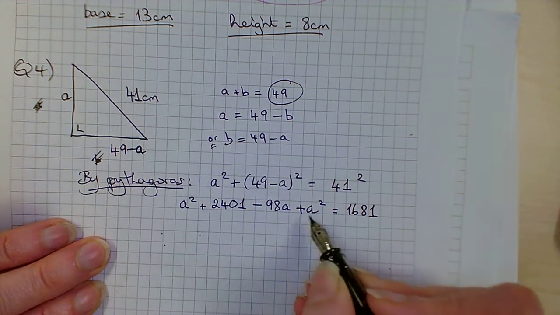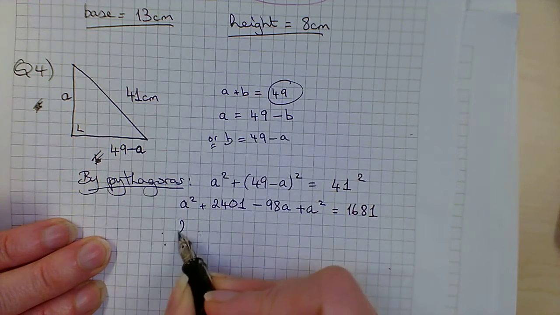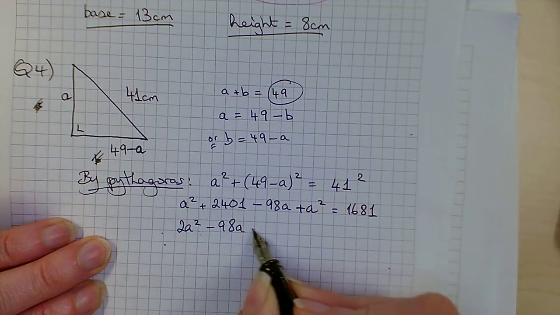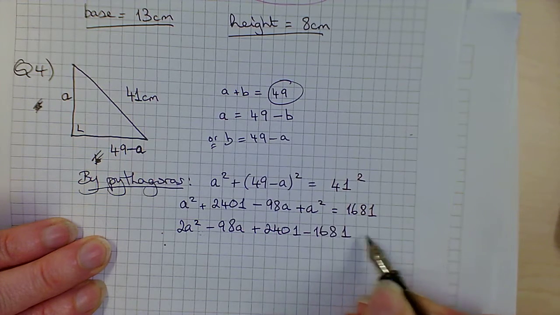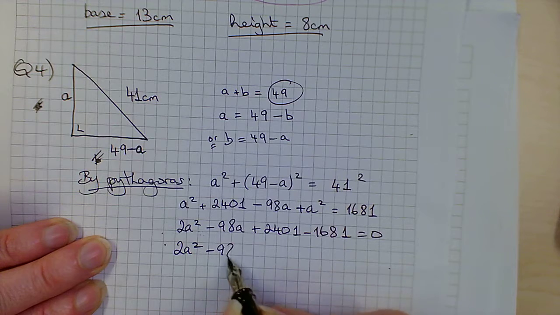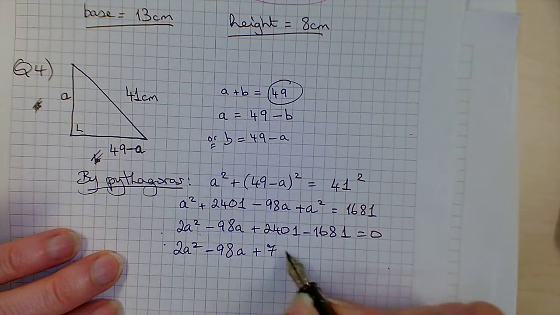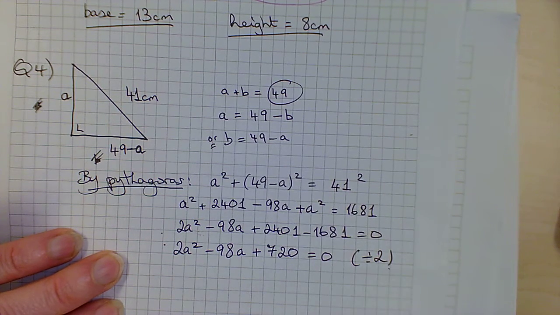1,681. So again, because I have a square and a normal one, I know this is a quadratic, so I bring everything to one side, gathering my like terms at the same time. 2401 minus 1681 equal to 0. And that gives me 2a squared minus 98a, 2401 minus 1681 gives me 720. Now, because I can, I will divide across by 2.